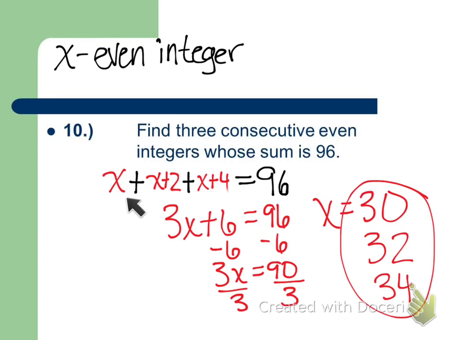So you can plug them back in. So we found 30, so then we take 30 plus 2, and then we take 30 plus 4. It's another way of coming up with them. But if you know what even integers are, you can just think about it and come up with them.